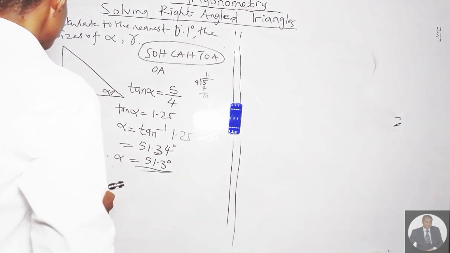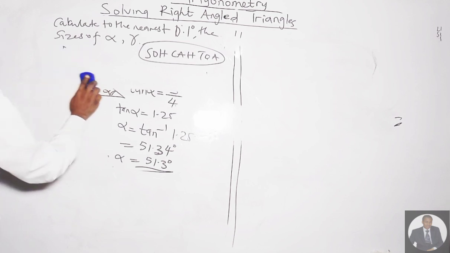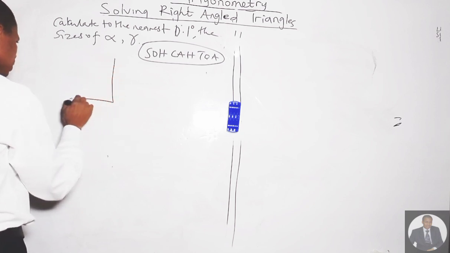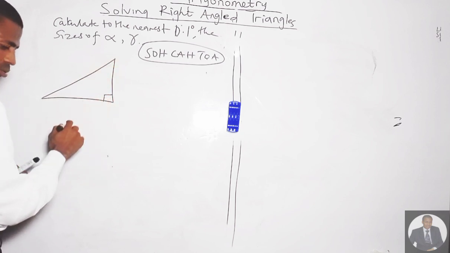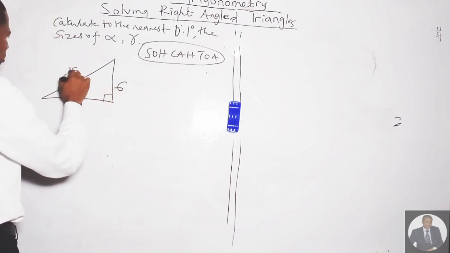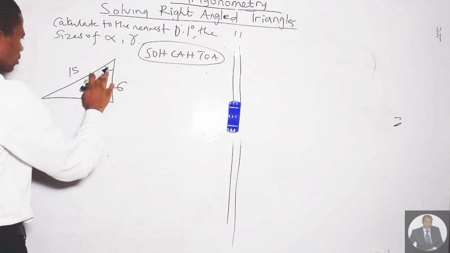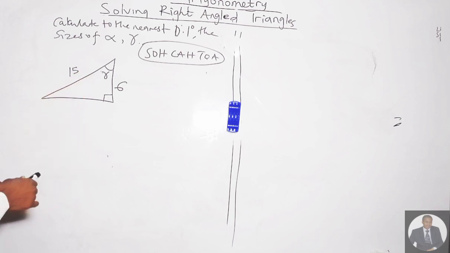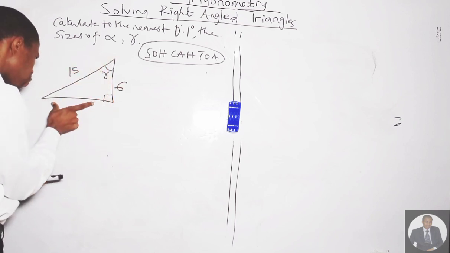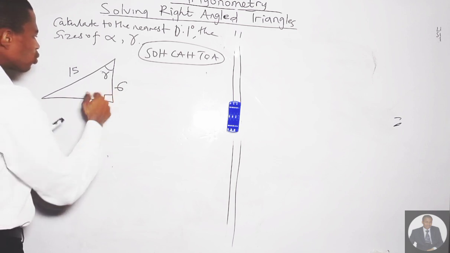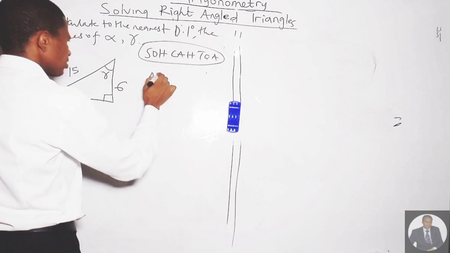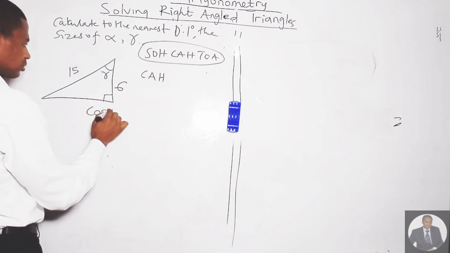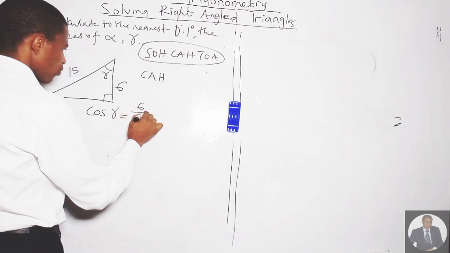Now, another question. We are looking for gamma in this right angle triangle. We have been given 6, we have been given 15, and then this is gamma, the angle we are looking for. We've been given the hypotenuse and an adjacent. We are not given the opposite, so we make do with what we have. What comes to mind in SOHCAHTOA? That's cosine. So cosine gamma equals adjacent over hypotenuse.